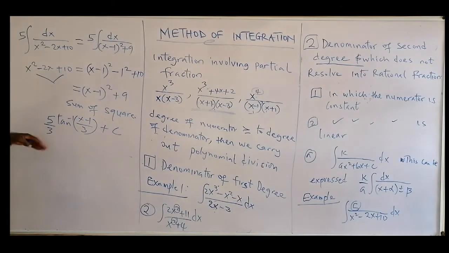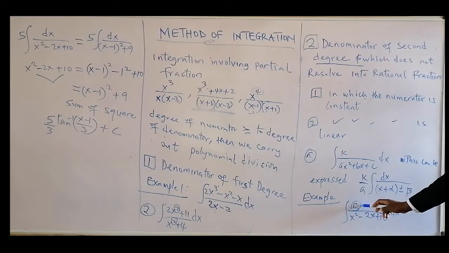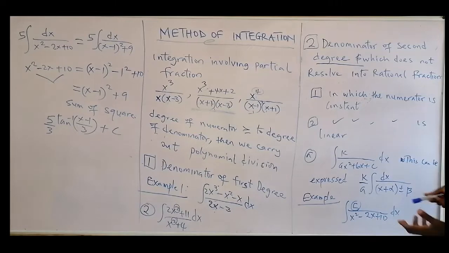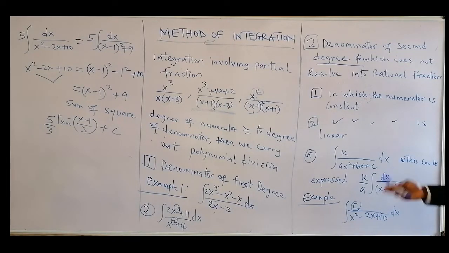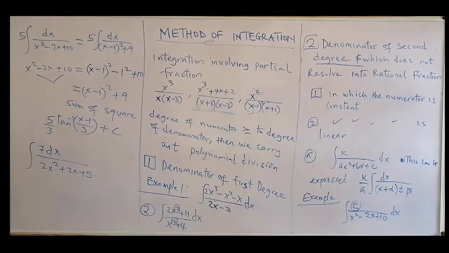So I think I've given all the rules. Please watch the video on that. So that's that on that question, and observe that in this case 1, your numerator is constant, and the denominator cannot be expressed into linear factors. Next, dx equal to 2x² + 2x + 5. Let's put 7 here.